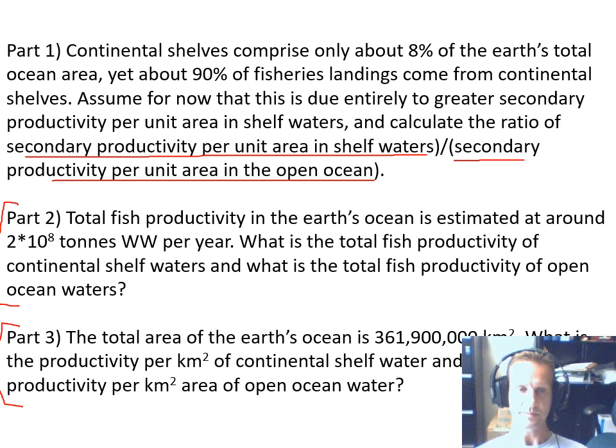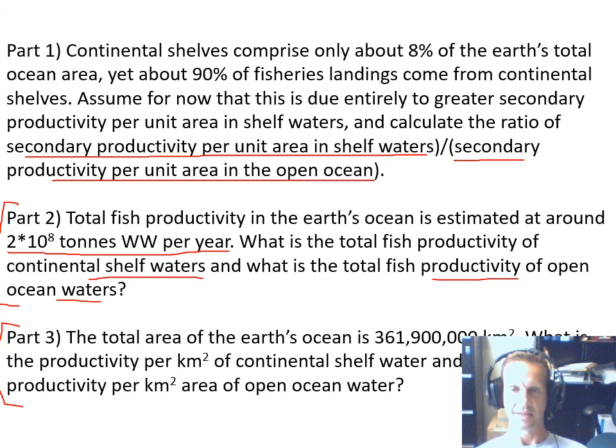In part 2, I'm giving you a value for the total fish productivity of the ocean on Earth, 2 times 10 to the 8th tons of wet weight per year. Based on that, you have to figure out the total fish productivity of continental shelf waters and the total fish productivity of open ocean waters, remembering that 90% of fish catches come from continental shelf waters, and we're assuming that 90% of fish productivity of the ocean is in continental shelf waters, so that should make it easy to solve part 2.